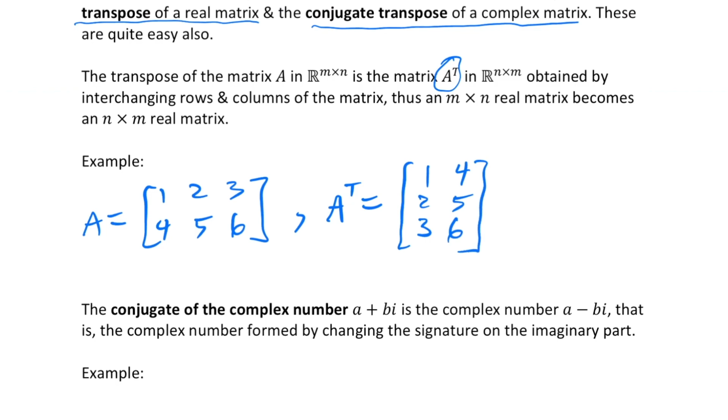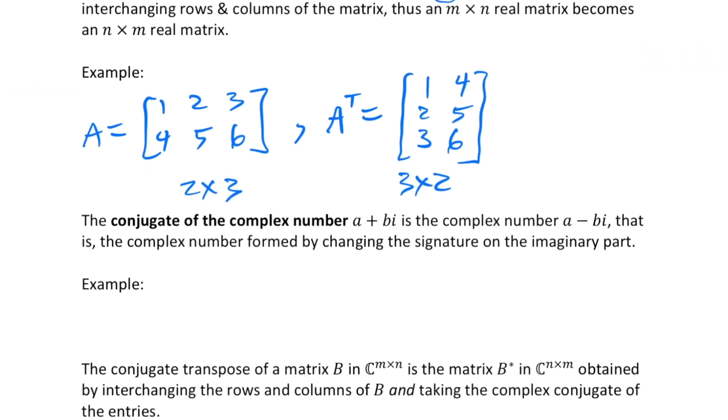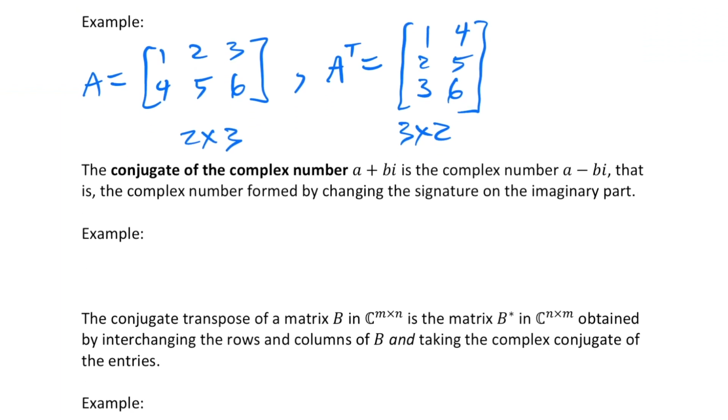You can see how the dimensions have been switched. This is a 2 by 3. This, however, is a 3 by 2, both real matrices. If you remember, let's talk about the conjugate of a complex number. If you've got a complex number a plus bi, the conjugate of the complex number is just obtained by changing the sign on the imaginary part.